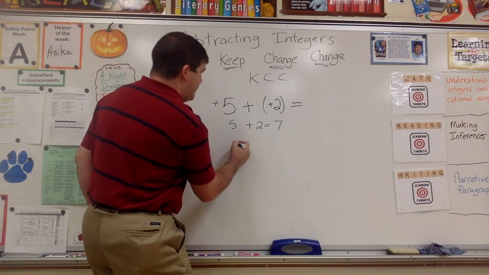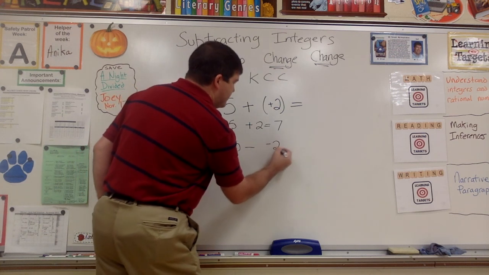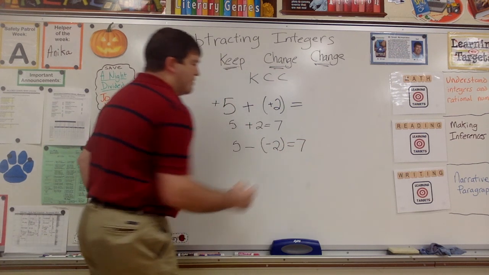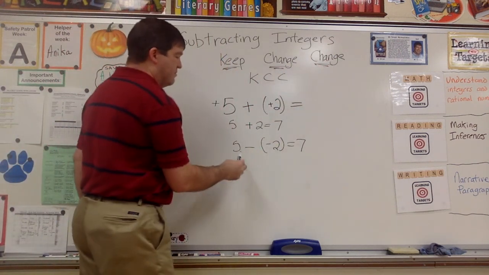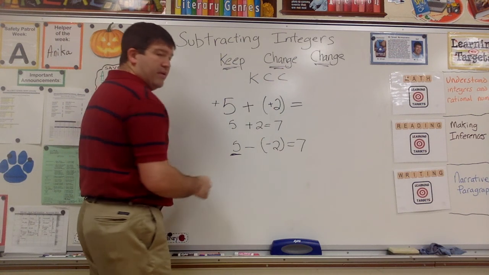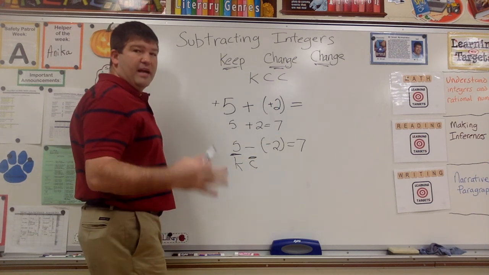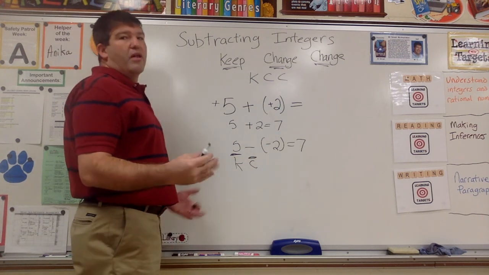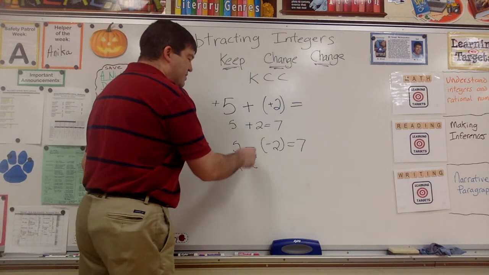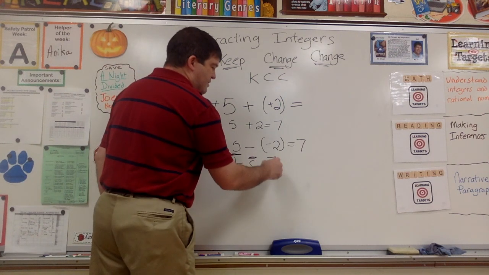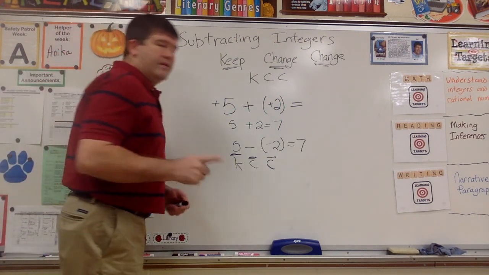So, if I do 5 minus negative 2, it's going to be 7 because I followed the keep, change, change rule. I kept this one to be whatever it was. I changed this to the opposite. It'll always be subtracting because you only do this with subtraction. So this is always going to go from a subtraction to an addition, and then I changed the sign on that one. Okay, let's do another one.